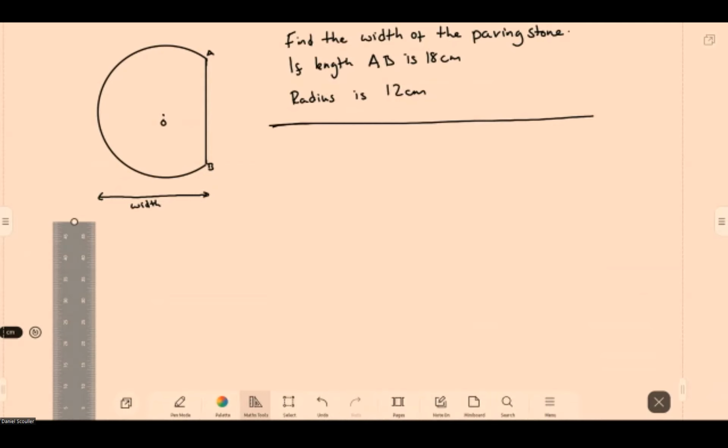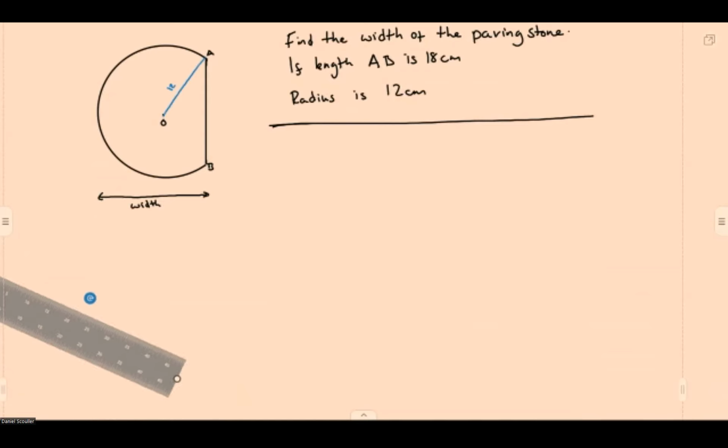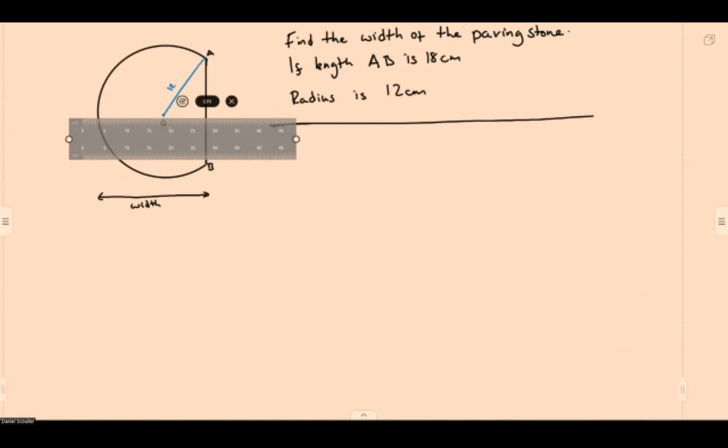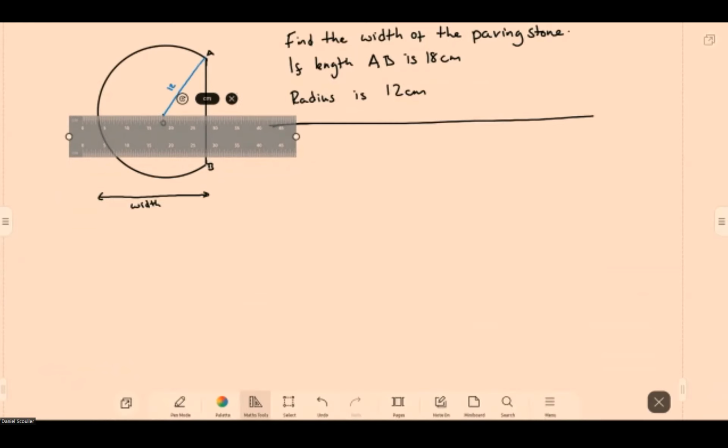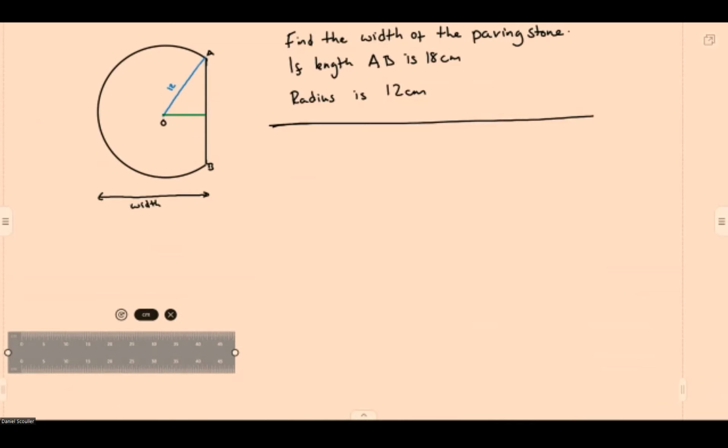Okay, so a couple of things. Radius 12 centimeters, so from O to A, we can draw that in as 12, and then we can draw a line through the chord, which cuts it in half. We know A to B is 18 centimeters, so half of that, A to where we've cut it, let's call that C, is 9. Now we've got a missing side, OC.